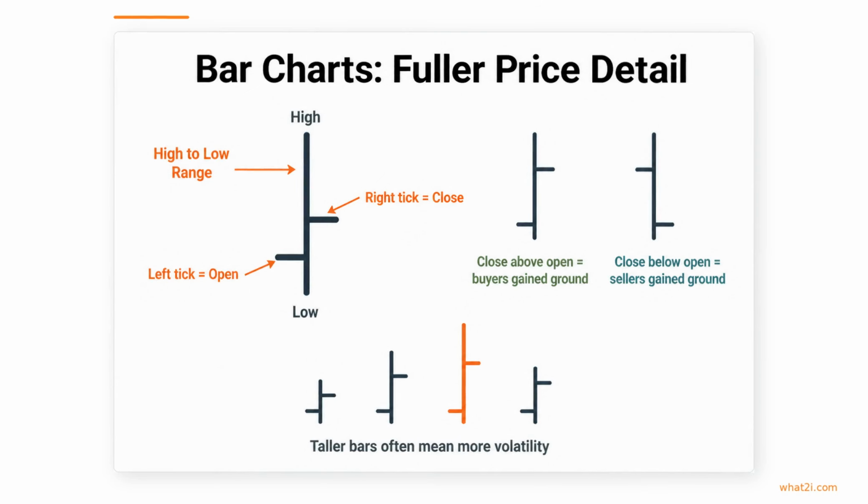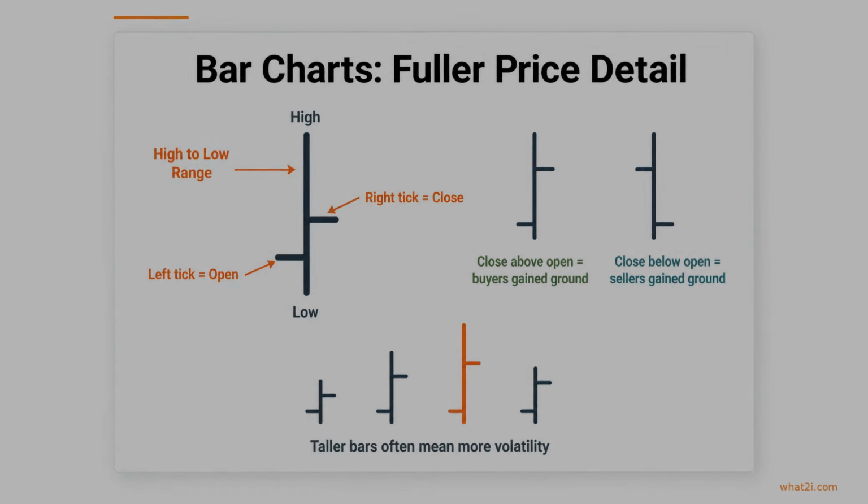A bar chart adds much more detail because each bar shows the full high to low range for the period, along with the opening and closing prices. The left tick marks the open, and the right tick marks the close. That small structure tells you not just where a price ended, but how it behaved during the period. If the close is above the open, buyers gained some ground by the end of that interval. If the close is below the open, sellers had more control. Taller bars usually suggest greater volatility because price traveled through a wider range before the period finished.